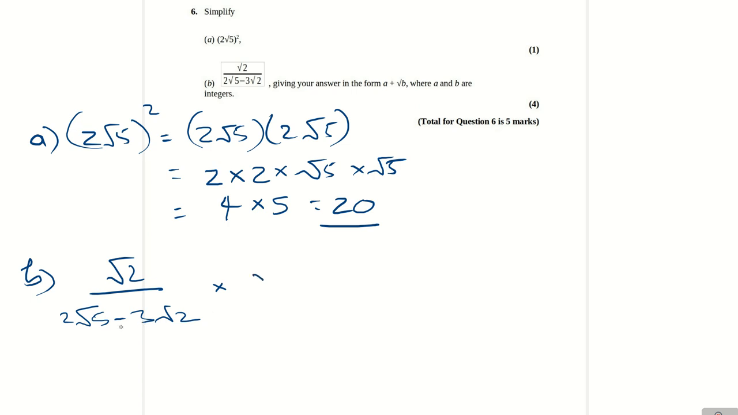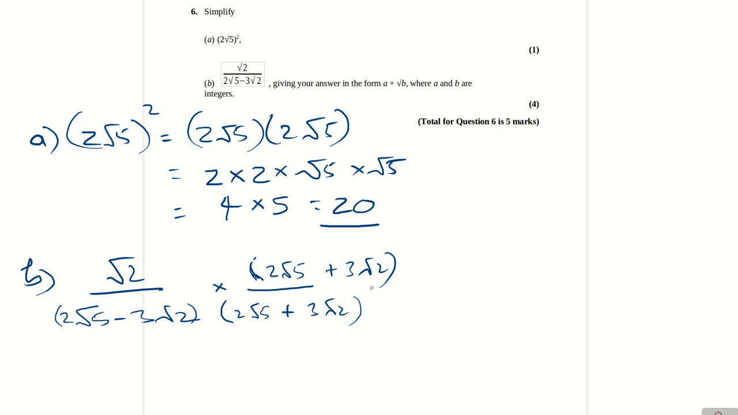Now we've got 2 root 5 minus 3 root 2, so why don't we try and multiply top and bottom by 2 root 5 plus 3 root 2. And that means we have to multiply the top as well by 2 root 5 plus 3 root 2. And remember, we're doing it because we want to try and get rid of any square roots which are on the bottom. And of course, when we multiply out the root 5 terms, we're going to get what we got as our answer to part A, 20.